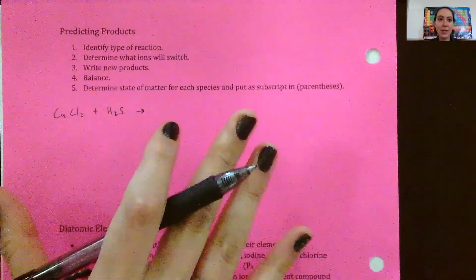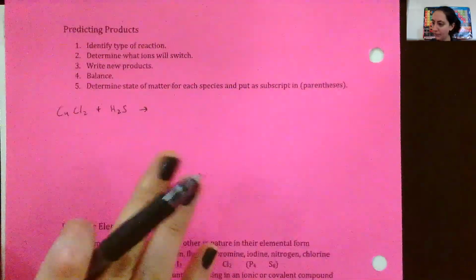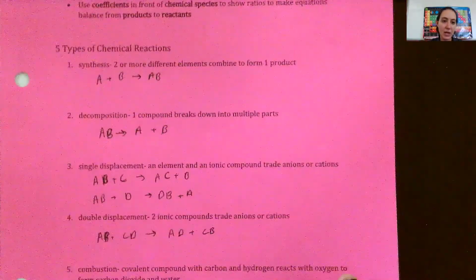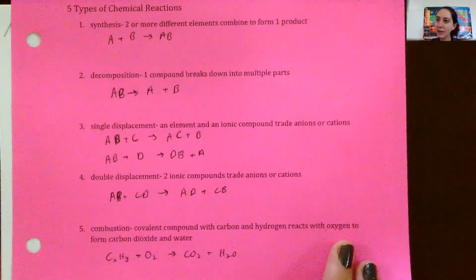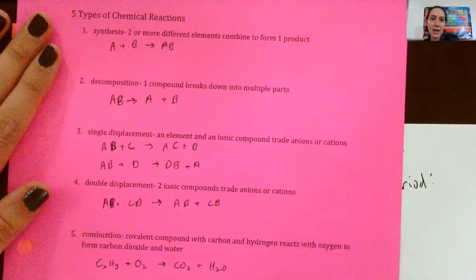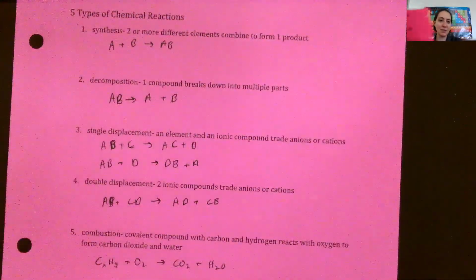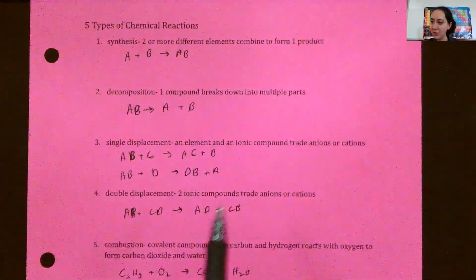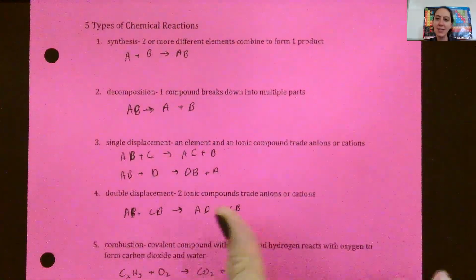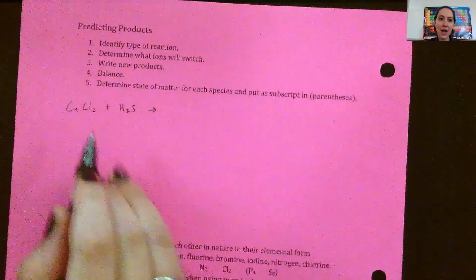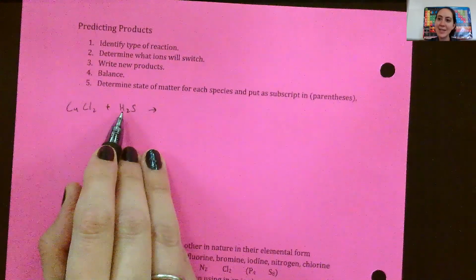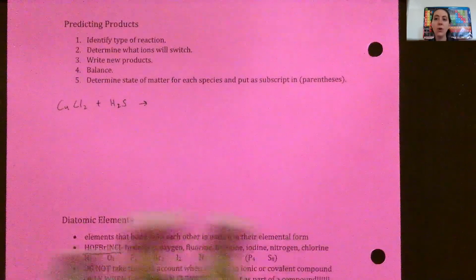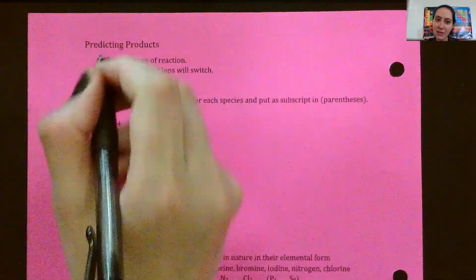So the first thing that we need to do is identify the type of reaction. If we go back to our 5 types, we need to figure out which type we think this is. Just taking a look at my options here, it really looks to me like this is going to be double displacement. We have 2 ionic compounds and they trade anions and cations. They trade those positive and negative ions. So A, B, and C, D. In this case, A is copper, B is chlorine, C is hydrogen, and D is sulfur. So we have now identified step 1. This is a double displacement reaction.